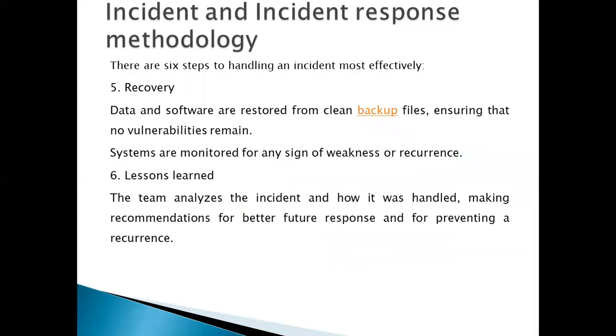Next step is the recovery. In recovery, the data should be recovered. If any system gets affected, the data recovery is very, very important. So if your laptop or pen drive or anything else gets corrupted, your data can be recovered by means of some software. That is called recovery.